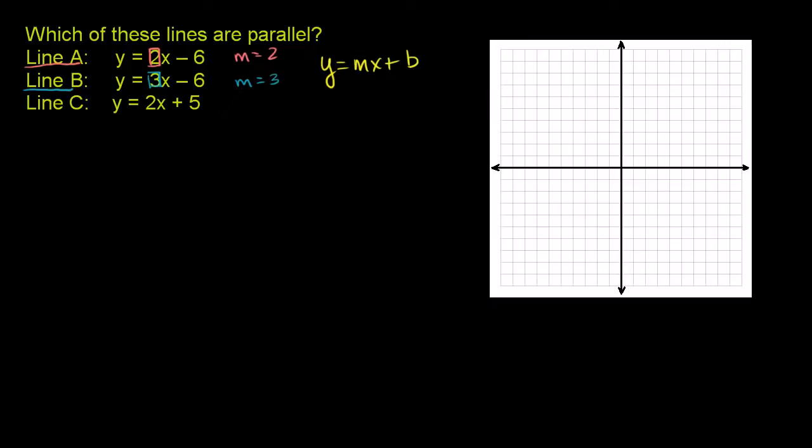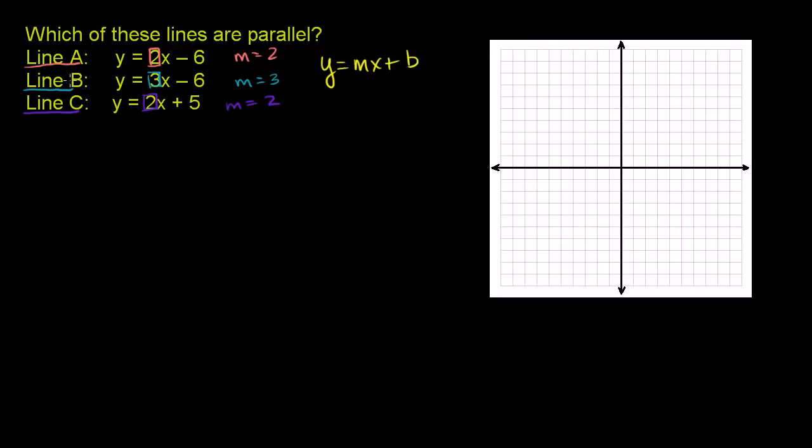And then finally, for line C, I'll do it in purple, the slope is 2. So m is equal to 2. I don't know if that purple is too dark for you. But line C and line A have the same slope, but they're different lines. They have different y-intercepts. So they're going to be parallel.